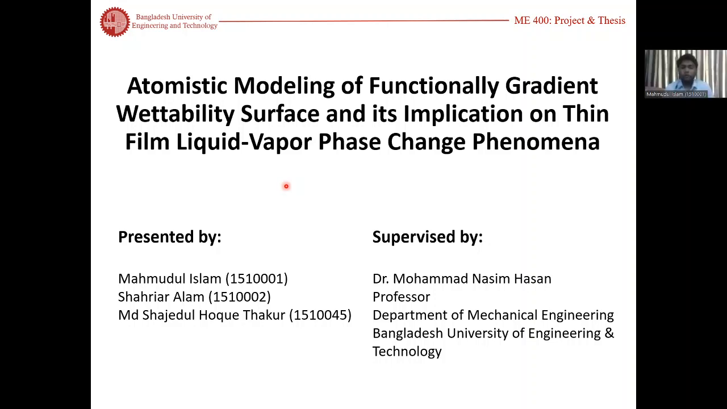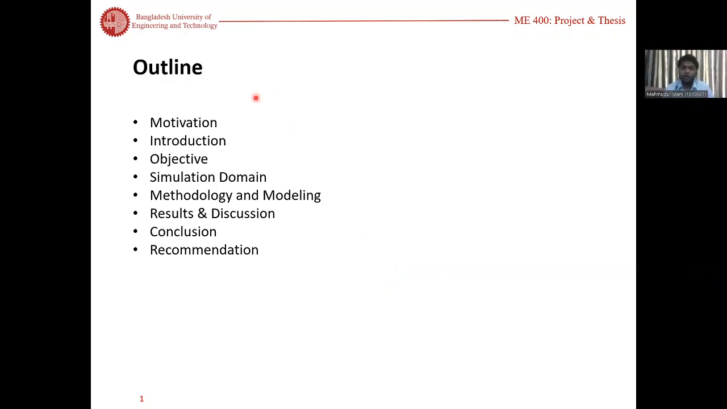Hello everyone. Assalamu alaikum. The title of our thesis is Atomistic Modeling of Functionally Gradient Wettability Surface and its implication on thin film liquid vapor phase change phenomena. We were supervised by Dr. Mohammad Nasim Hassan sir. I am Mahmudul Islam and I am going to present today along with Shariar Alam and Mohammad Shahjadullah Thakur. So this is the outline of our presentation.